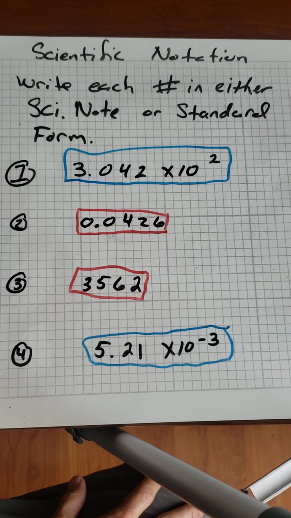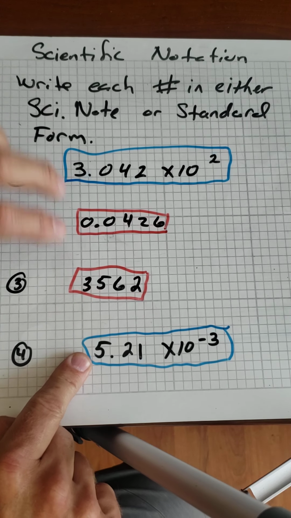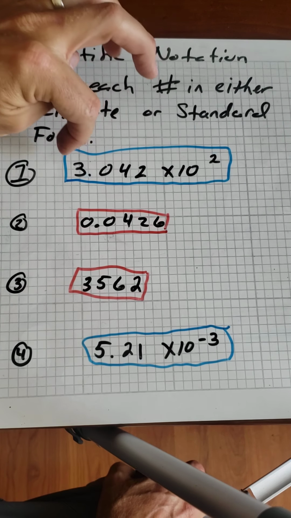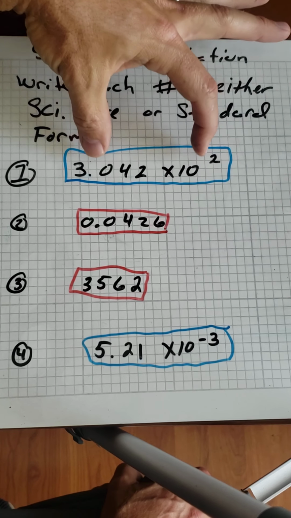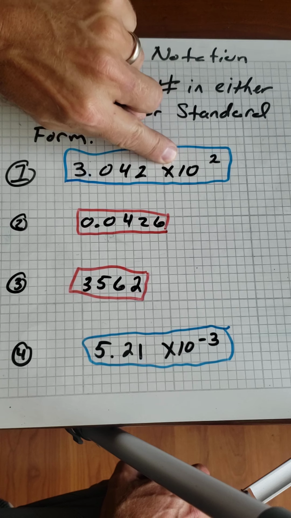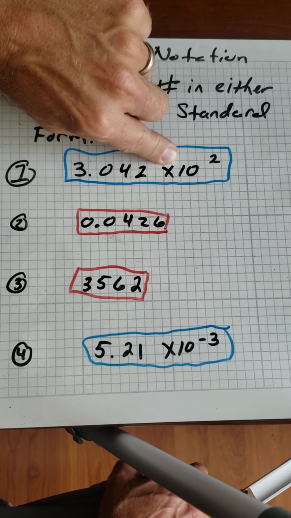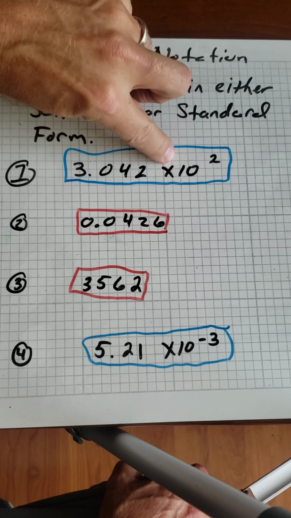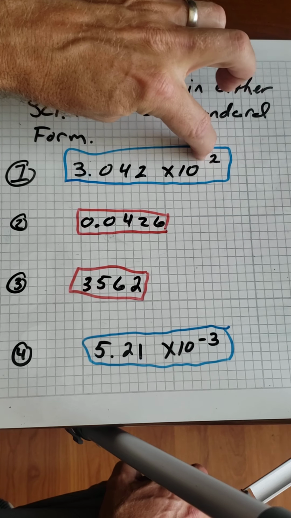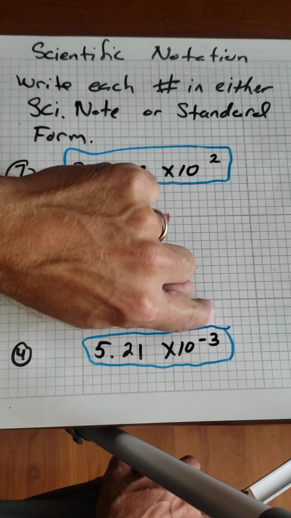So let's take a look and see if we can tell the difference. What's the difference between scientific notation and standard form? Well, you might look and notice that in scientific notation, it looks like a problem. There's a little calculation we have to do. And this is really one of the very few times that I use that symbol for multiplication. I never use the parentheses on this because that just looks kind of weird. I actually use this x, so that means 3.042 times 10 to the second. And down here we have 5.21 times 10 to the negative third.